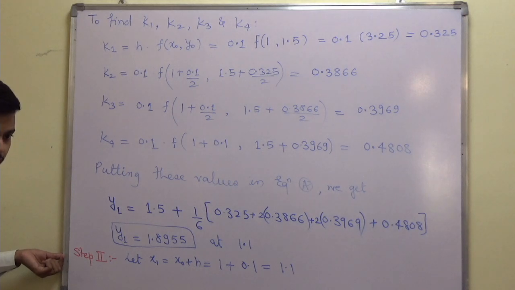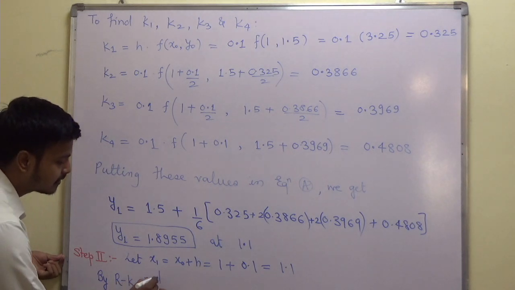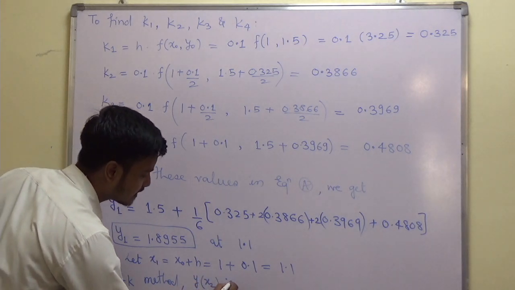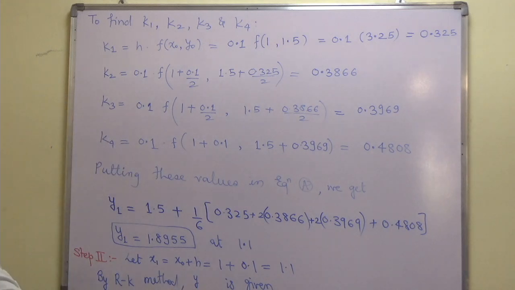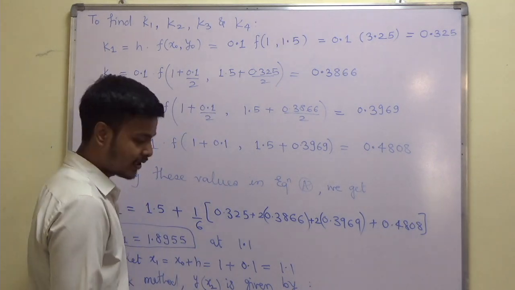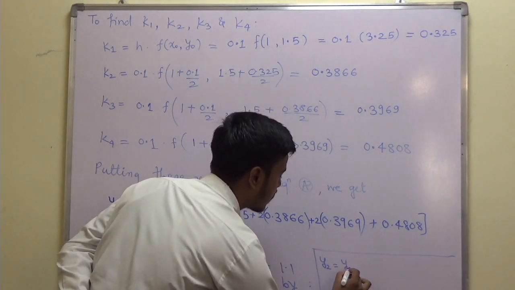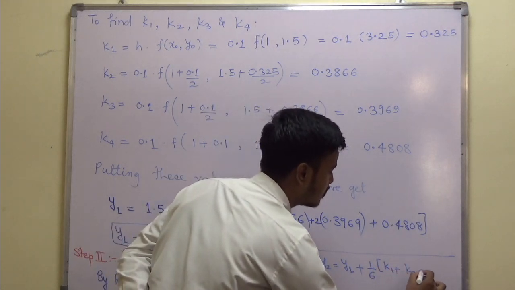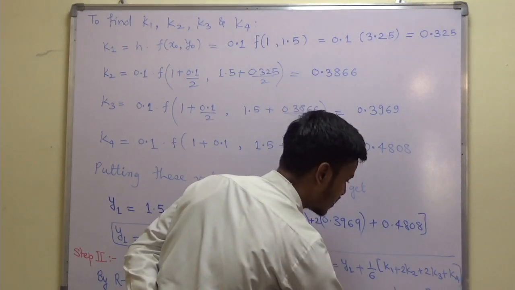Then we need to write down the formula. By the RK method, y of x2 is given by y2 is equal to y1 plus 1 by 6 into (k1 plus 2k2 plus 2k3 plus k4). Let this be equation number B.